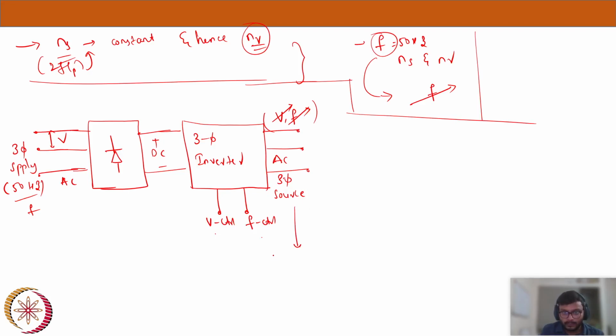Now I will write here, this is a balanced three-phase source of variable voltage, variable frequency. We call it a VVVF source.